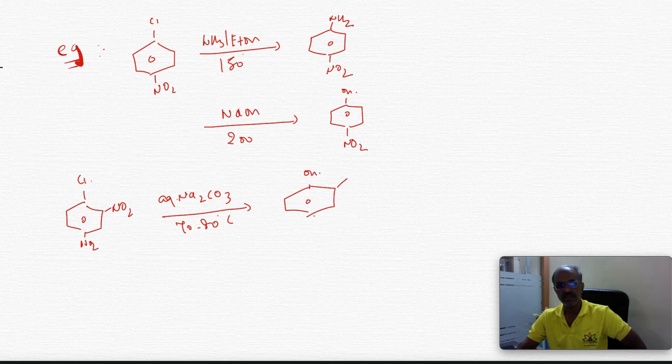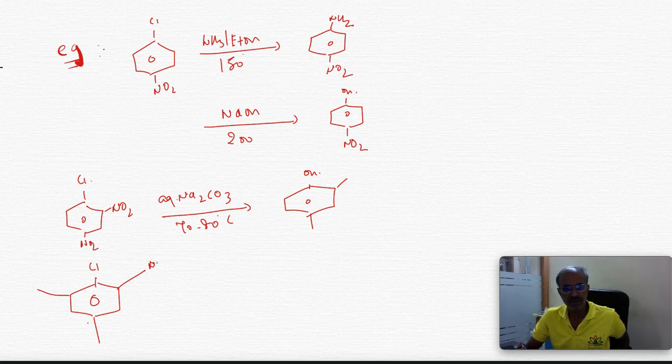Fine. Now suppose the same scenario, same electron withdrawing group, take for example NO2. Here it was there in ortho and para. Take for here both the ortho positions and one para: NO2, NO2, and NO2.